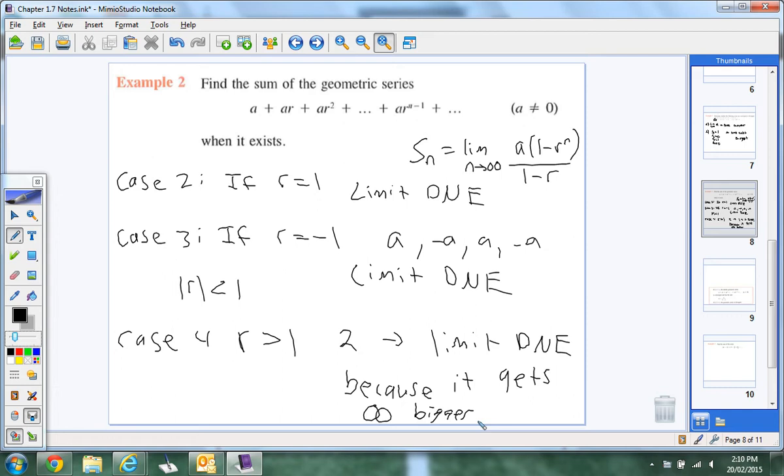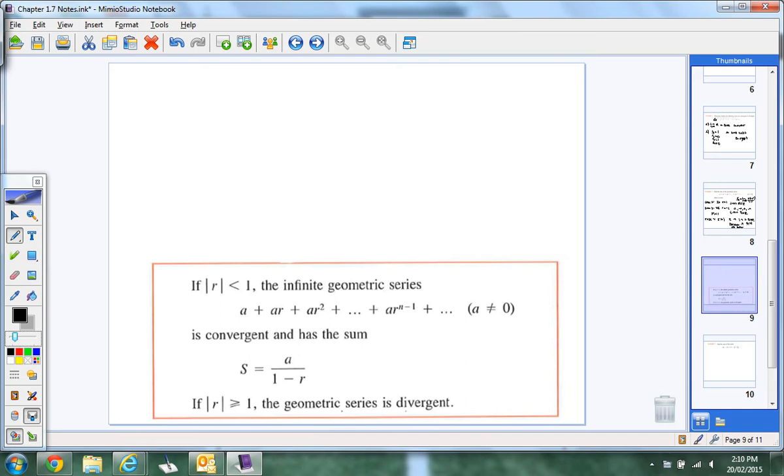All right, so in summary, what we want to get from this is, if the absolute value of R is less than 1, then it is convergent, and we can find the limit. If it's not, then we cannot, because the limit will not exist. That's the summary. Okay, and we just got 2 quick examples here, and then we should be done.